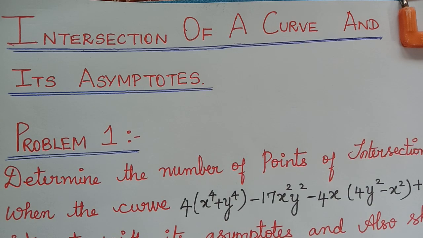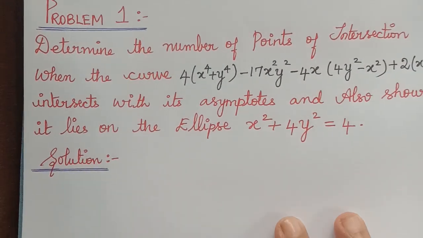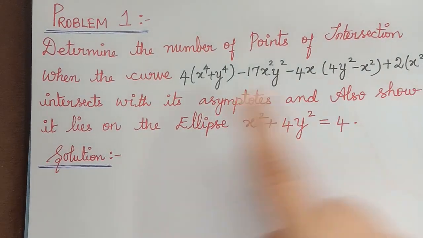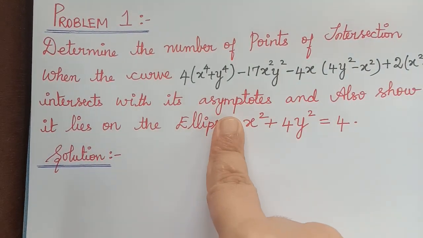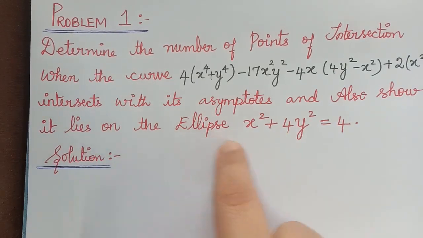Dear students, the last topic under the topic linear asymptotes is intersection of a curve and its asymptotes. The question here is, determine the number of points of intersection when the given curve intersects with its asymptotes, and also show that it lies on the ellipse.